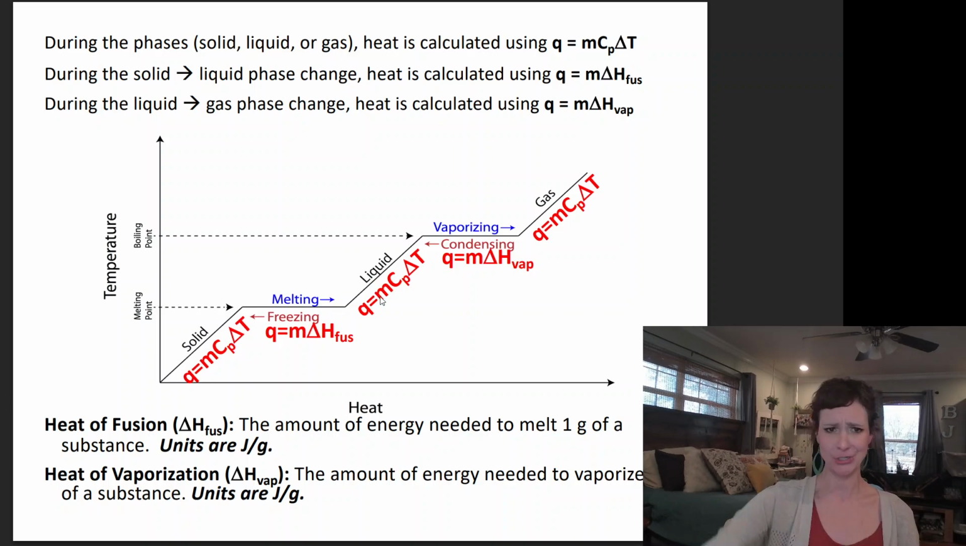I would not have a temperature change on a plateau, which is why you do not see the delta T part in there. But I do see a delta H of fusion and a delta H of vaporization.